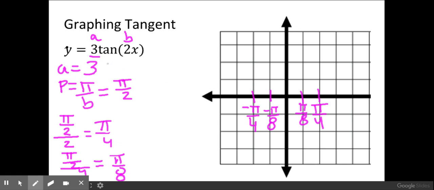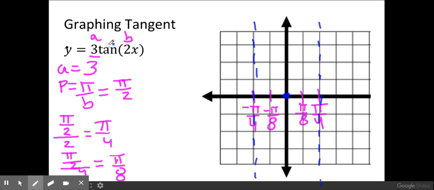The next thing we're going to do is label the asymptotes. So the asymptotes always go on the outside intervals. So I am going to draw those in blue. Asymptotes are always drawn as dashed or dotted lines. Next, in the center, I'm going to plot my center point for the tangent function. So that goes right along the x-axis.